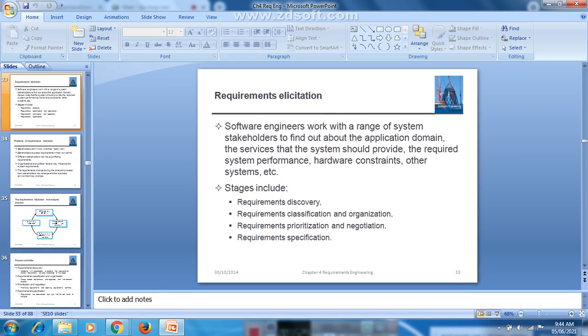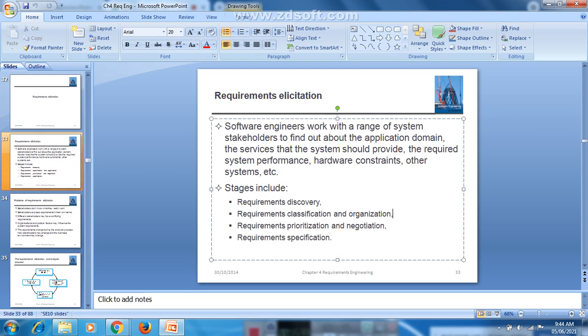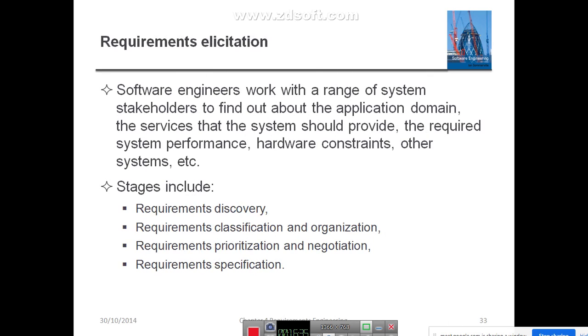The software engineers work with a range of system stakeholders to find out the application domain, the services that the system should provide, the required system performance, hardware constraints, and other systems, etc.